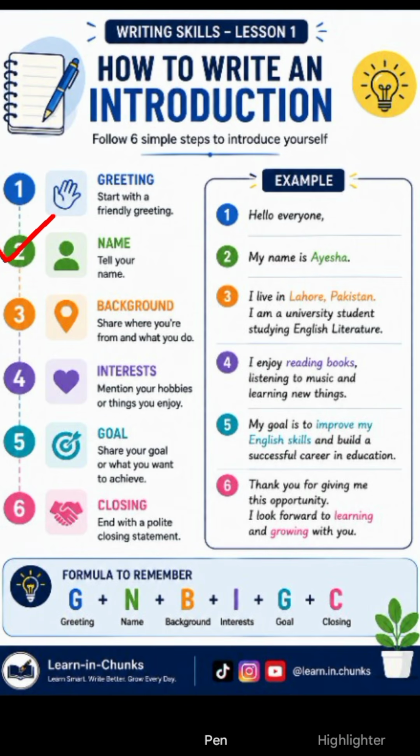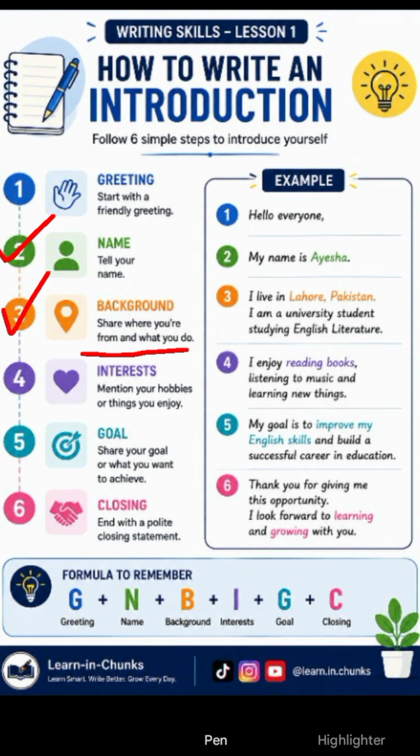Then comes name. You can introduce yourself like: my name is Aisha, I am Aisha, or this is Aisha. Then comes your background, from where you are and what you do. Are you a student or are you a professional? If you are applying for a job, you have to talk here about your past experiences and jobs.